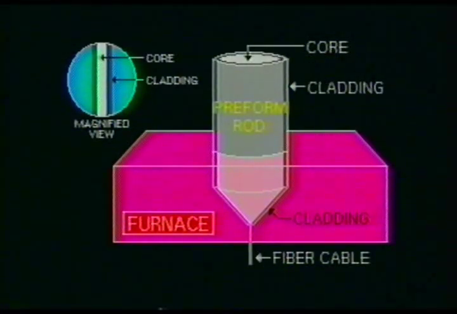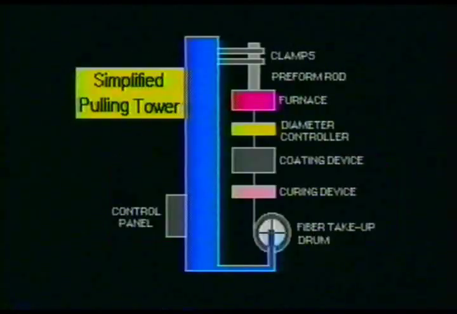Here you see a close-up view of the tip of the preform rod while it is in the furnace. Notice that the cladding is drawn or pulled from the preform rod at the same instant that the core glass is pulled. Even though there are other methods used to produce the fiber optic cable, this method seems to be the most popular and is used frequently. At this time, we will stop the video for a short review of the material just discussed.